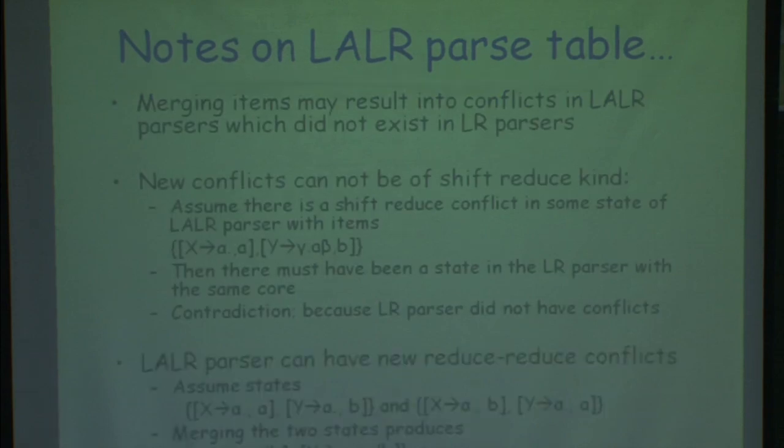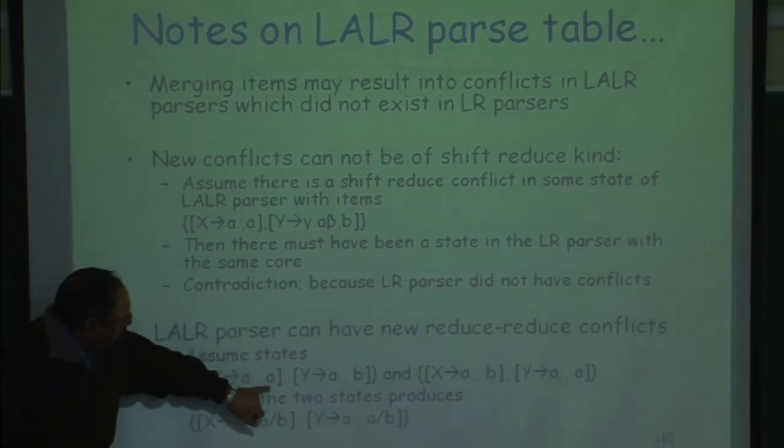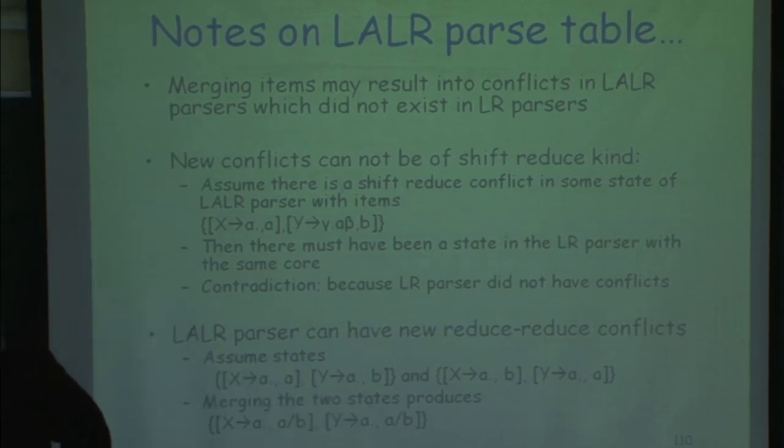But if I look at the situation where suppose I had states like this, which said x goes to alpha dot on a look ahead of A, and y goes to alpha dot on a look ahead of B. And there was another state where I said x goes to alpha dot on a look ahead of B, and y goes to alpha dot on a look ahead of A. After merger, I'm going to produce a state like this. And this state clearly has a reduced conflict. Earlier, this conflict did not exist. So this is what can happen when I construct LALR parse states.